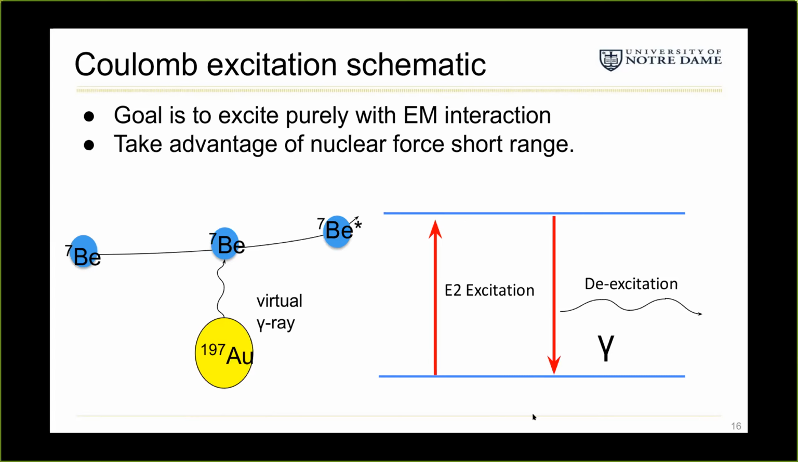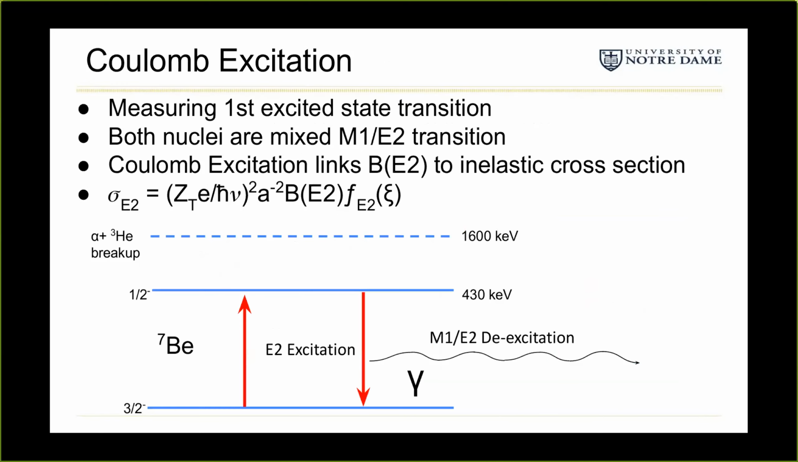The goal of this is to keep the beryllium-7 far enough away from the gold that we don't go past the Coulomb barrier, that we stay in the safe Coulomb region, which means that the short-range nuclear force isn't going to interact with our particle. And that means that any excitation that happens in this beryllium-7 nucleus should be due to the electric component.